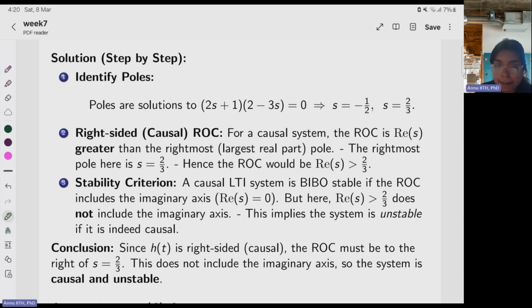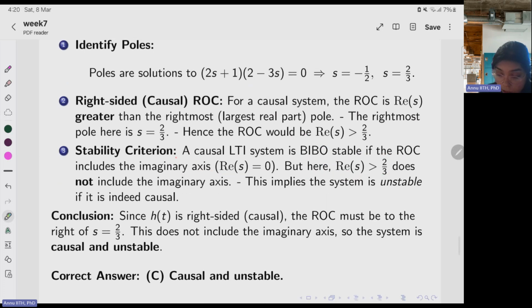So the first step is identifying the poles. From the denominator 2s plus 1 and 2 minus 3s, the first pole is s equals -1/2, and the second pole is s equals 2/3. So this pole is lying on the right side, so definitely the system is not stable. Right-sided means causal. For a causal system, the ROC is real part of s greater than the rightmost pole, the largest real part. The rightmost pole here is s equals 2/3, and the ROC would be greater than this one only.